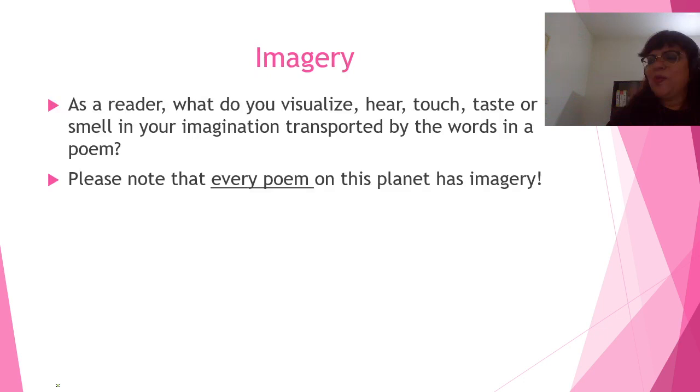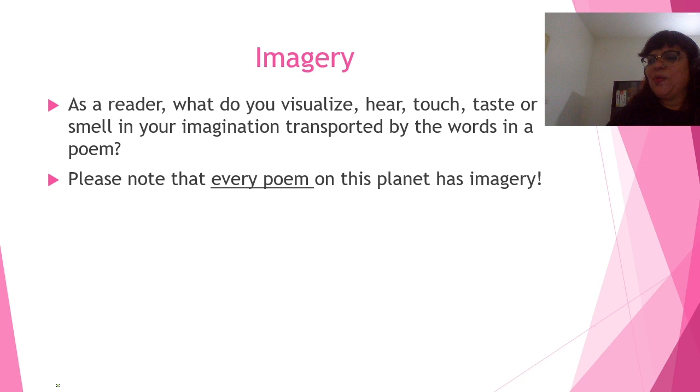Now we'll look at imagery. As a reader, what do you visualize, hear, touch, taste, or smell in your imagination, transported by the words in a poem? Suppose you had a line like, the velvet touch of the rose. You can literally touch, it feels as if you can literally touch the rose, right? If you can say, the gentle aroma of the jasmine.